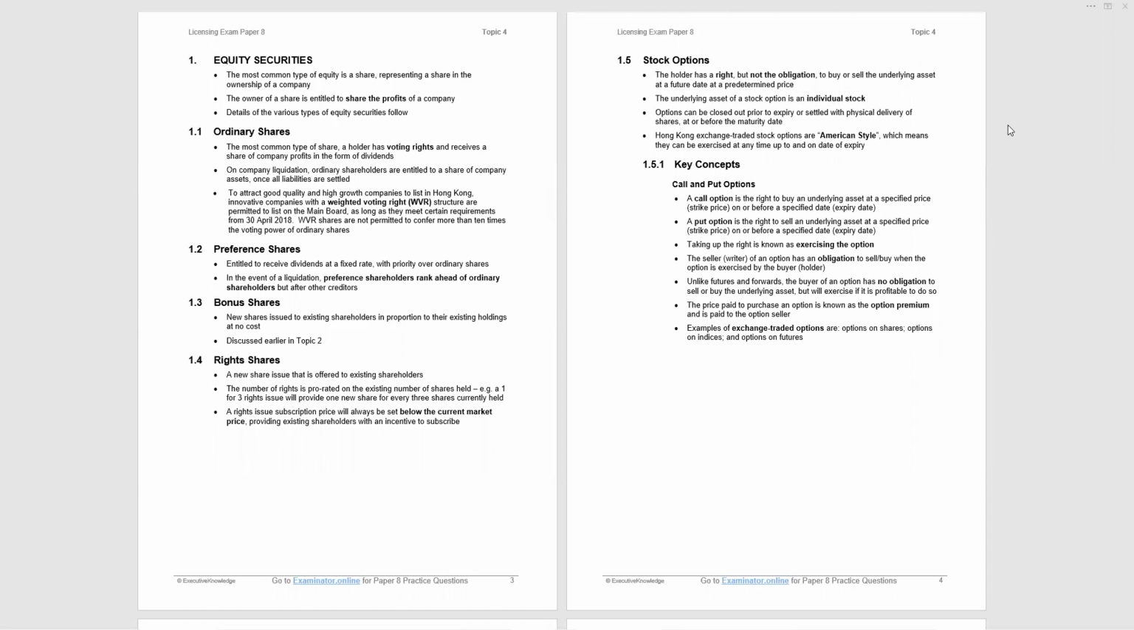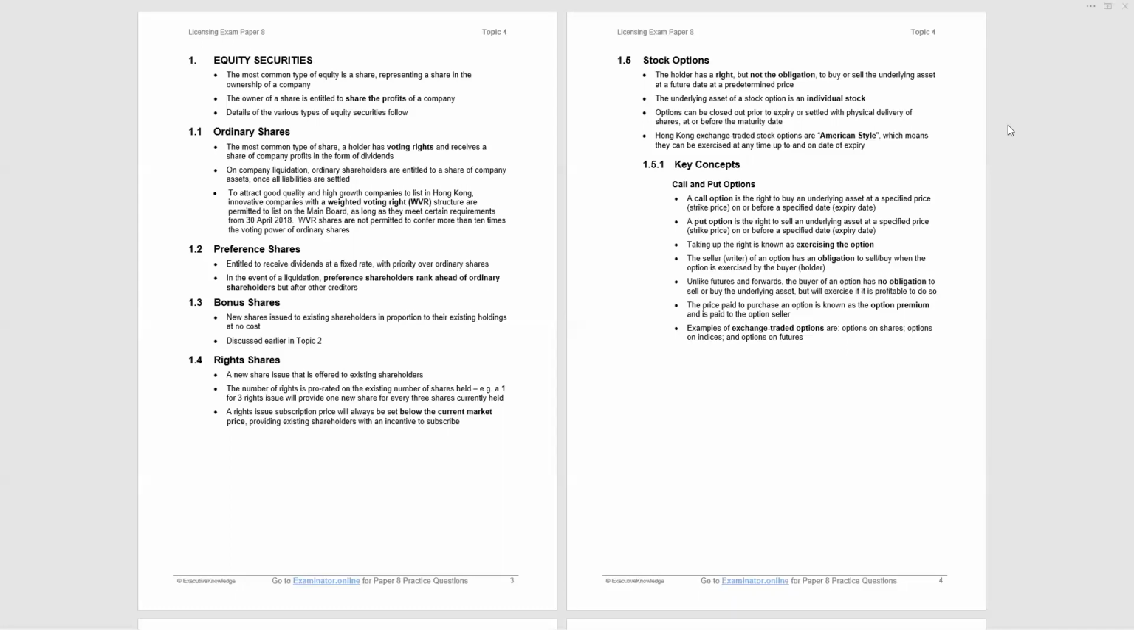Now, something that's relatively new in Hong Kong is the concept of weighted voting right structures. And that is where it's often the founders of the company who will participate in a structure where they get more votes per share than the other ordinary shareholders. And this is to attract high growth companies, innovative companies to the market. A classic is Alibaba.